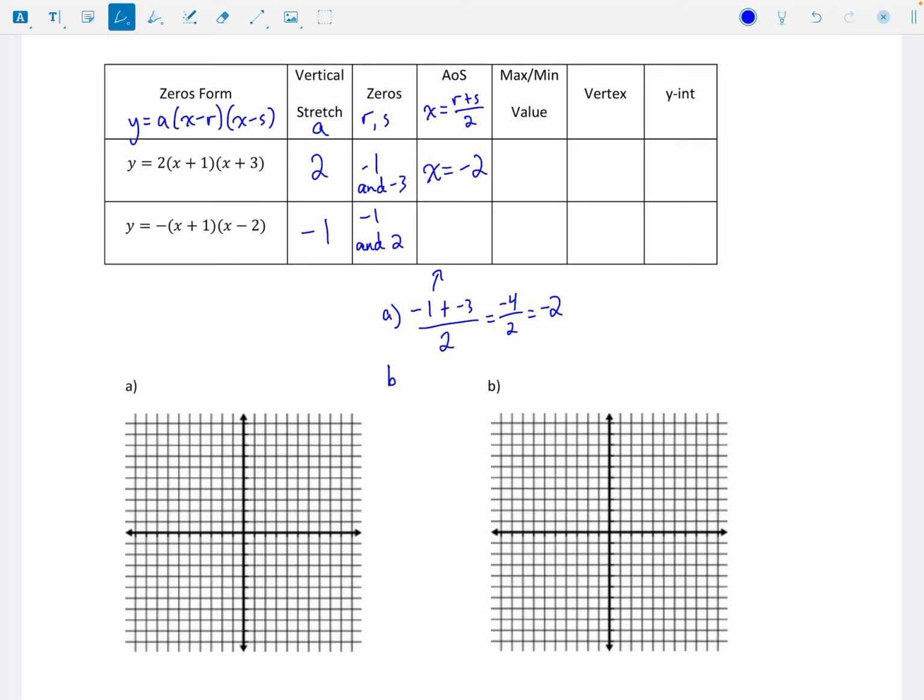For the B here, we have the second one there. We have x-intercepts at negative 1 and positive 2. We add them up, we divide by 2. So negative 1 plus 2 is 1. Again, copying that, divide by 2. And 1 divided by 2, we could say that's 0.5, or we could say it's 1/2.